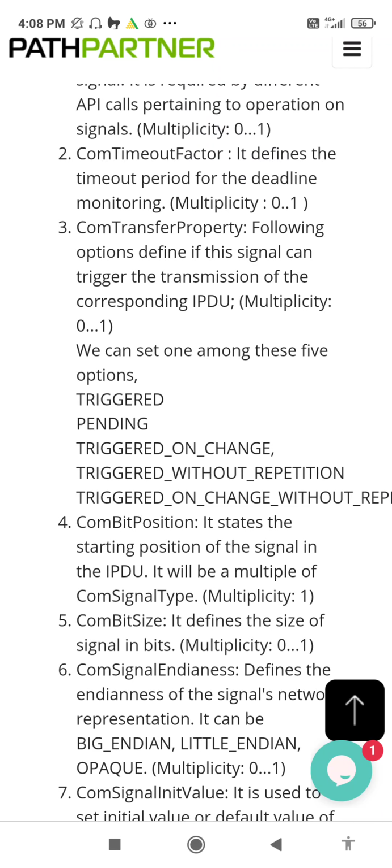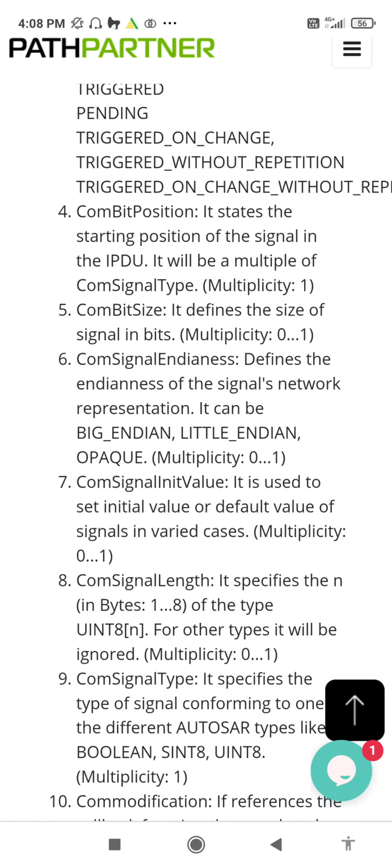COM bit position. It states the starting position of the signal in the IPDU. It will be a multiple of COM signal type. Multiplicity 1. COM bit size. It defines the size of signal in bits. Multiplicity 0..1. COM signal endianness. Defines the endianness of the signal's network representation. It can be BIG_ENDIAN, LITTLE_ENDIAN, OPAQUE.